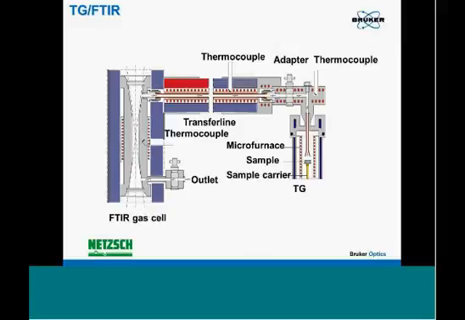So we have an FTIR gas cell which is heated, and we also have a heated transfer line from the TG to the gas cell. The reason you need it heated is that if your gas evolves at high temperature and the transfer line and cell are not heated, the evolved gas will just settle on the transfer line and will not go to the cell. So to avoid this, you need to be sure that your gas cell and also the thermal transfer line are at elevated temperatures.